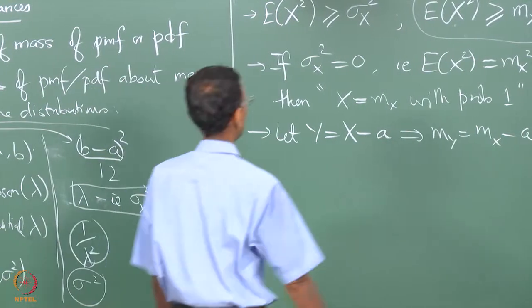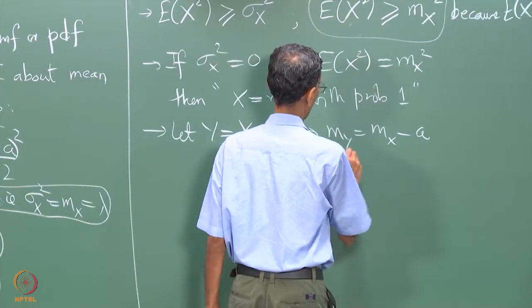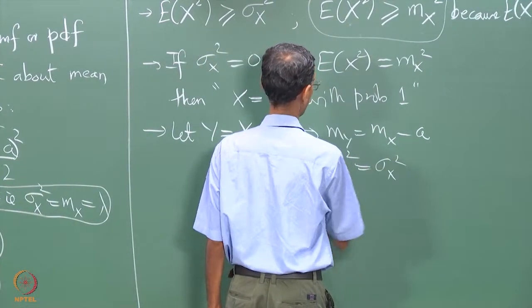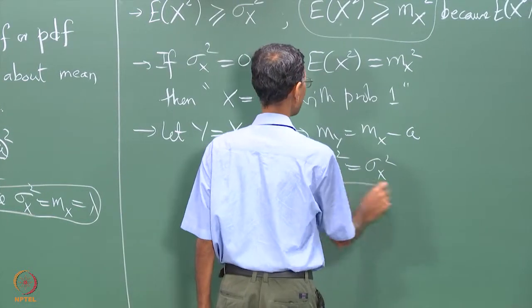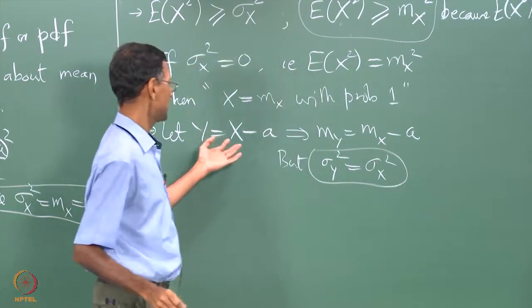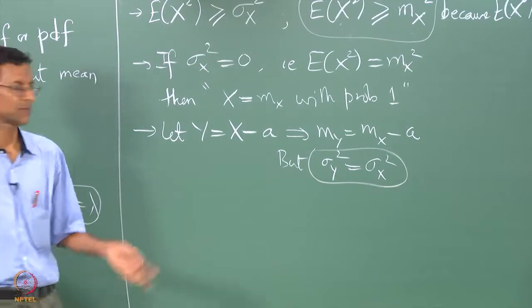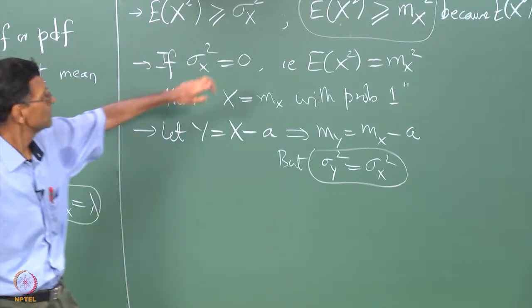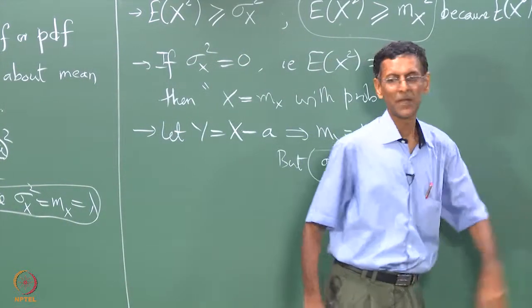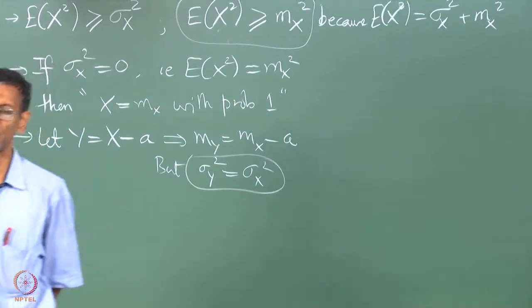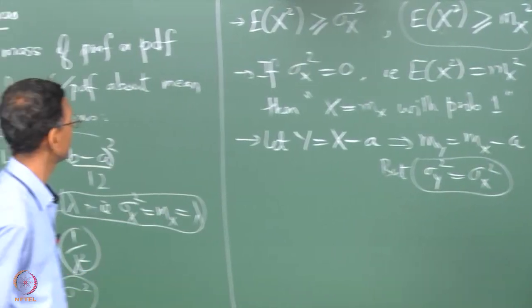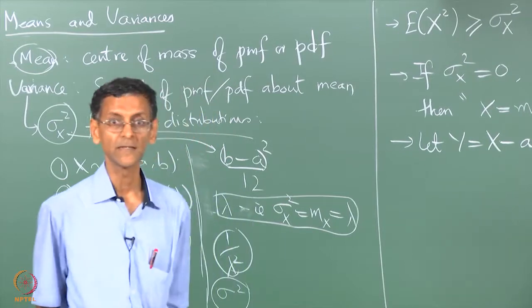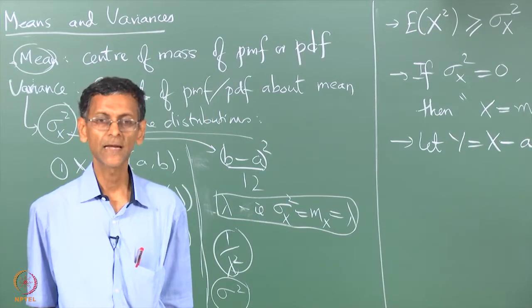You can please check this if you are not sure. It's very easy to plug in the formula, go here and plug it in, write sigma y squared in terms of sigma x squared, and you will see they are exactly identical, exactly the same.